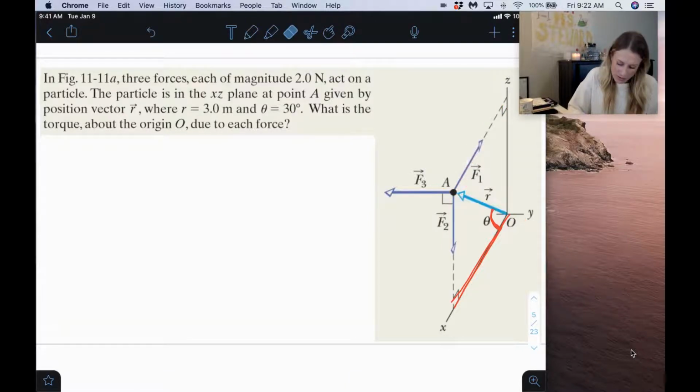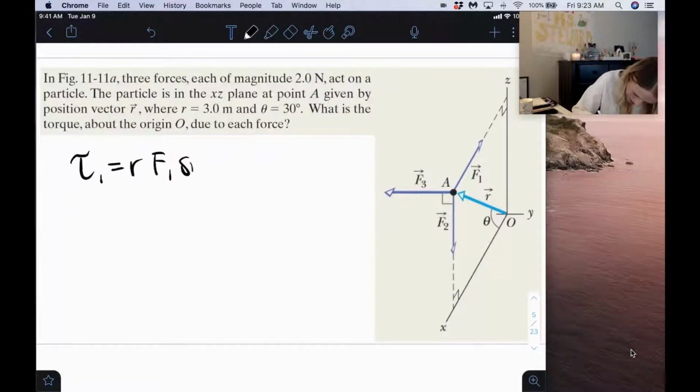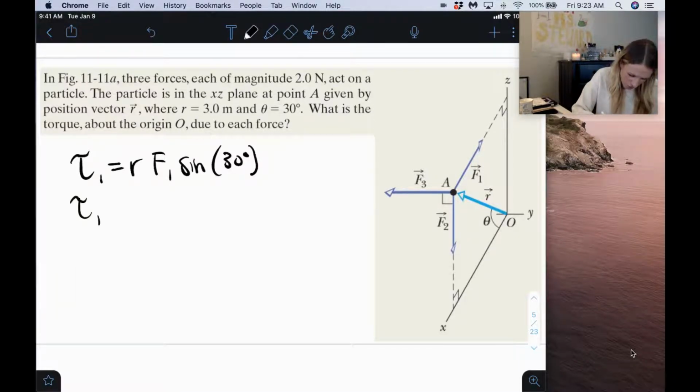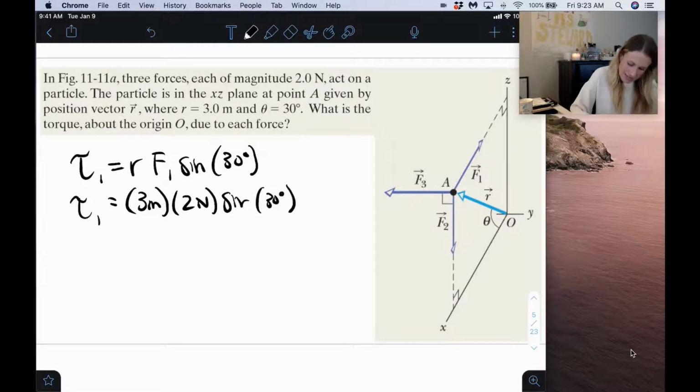So all we're going to do here is find the torque from that force 1. The torque from force 1 will be equal to r F1 sine of the angle, and again we found that angle to be 30 degrees. So now we can just plug in our numbers. Torque 1 is equal to r, which was 3 meters, and it's the same for each of those torques, times F1, which is 2 newtons, again the same for each of the 3 torques, times sine of 30 degrees. So the magnitude of torque 1 is 3 times 2 times sine of 30, which ends up being, of course, 3. And that's newton-meters for our unit for torque 1.